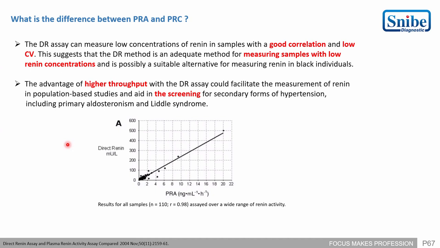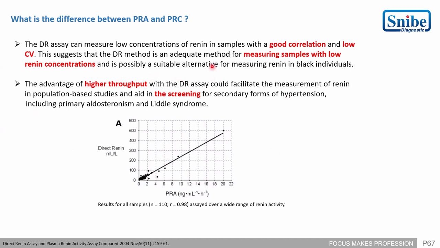If we talk about the difference between PRA and PRC, the direct renin assay can measure low concentrations of renin in samples with good correlation and a low coefficient of variation. This suggests that the direct renin method is an adequate method for measuring samples with a low renin concentration, and a suitable alternative for measuring renin in Black individuals.